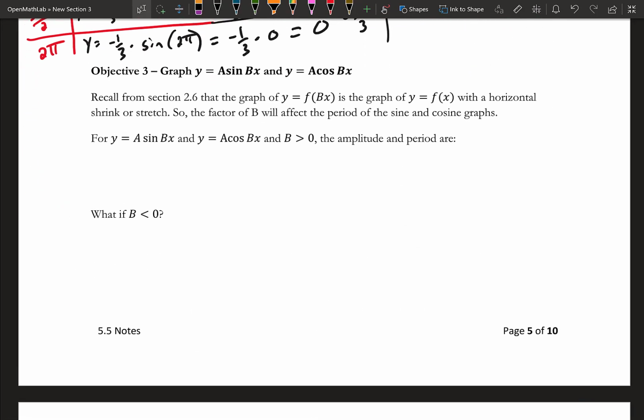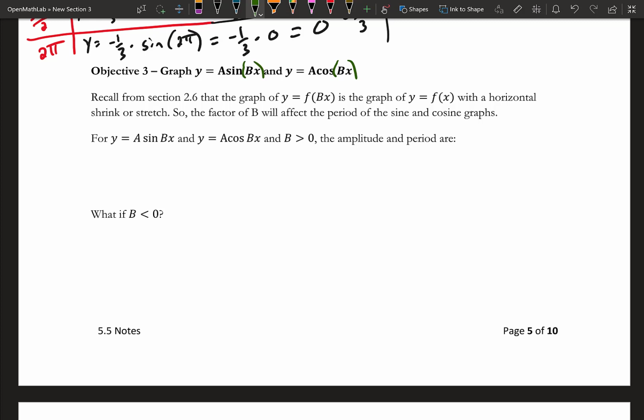All right. So we keep adding more and more pieces to these functions, right? So we've talked about amplitude so far. Now we want to talk about what happens if we have some value being multiplied inside the function, right? So you have objective 3, graph y equals a times sine of b times x, right? So the bx is the input.